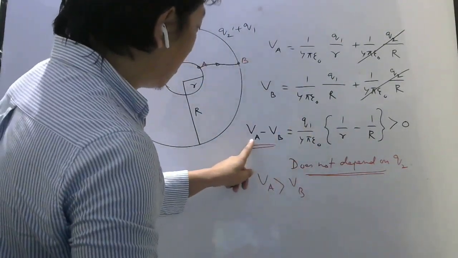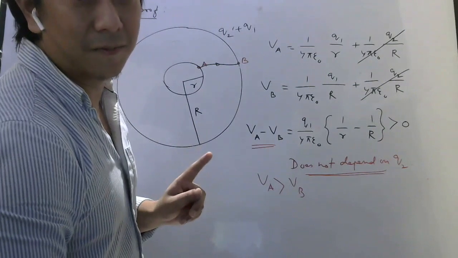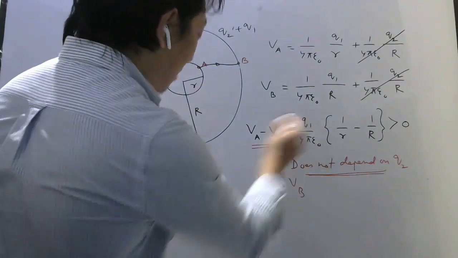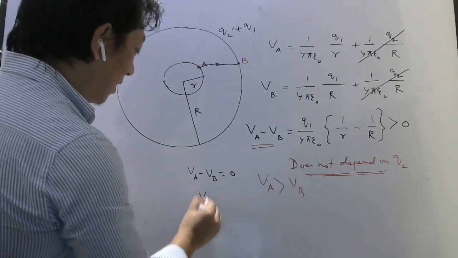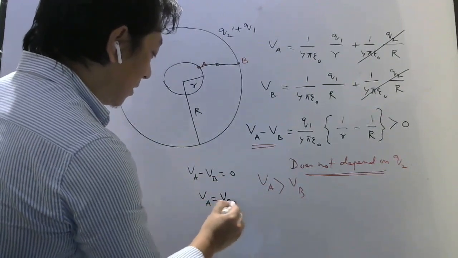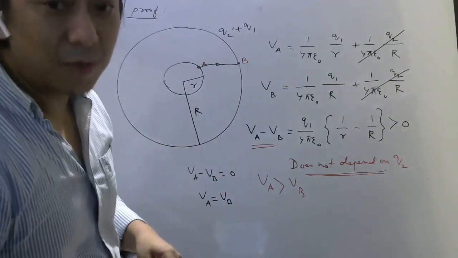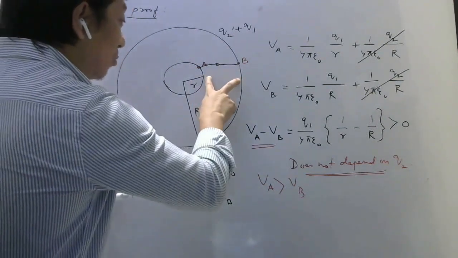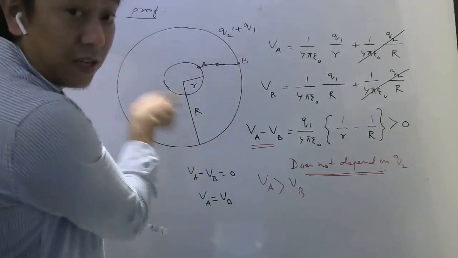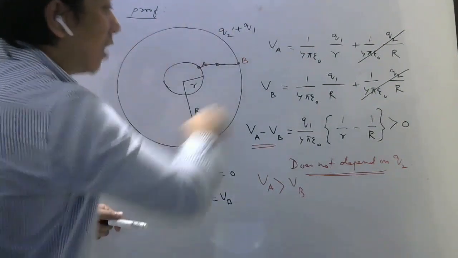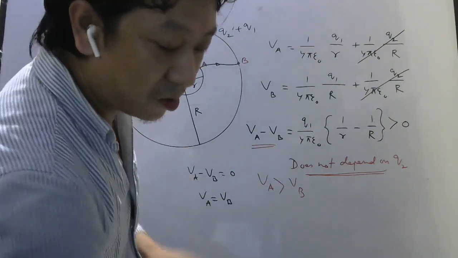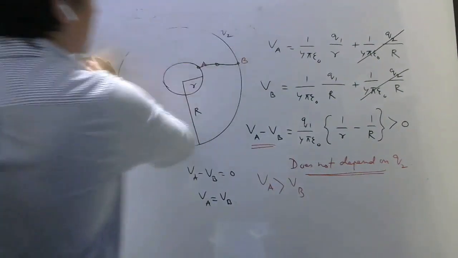If the whole charge goes, then Q1 will be 0. Then the potentials of A and B will be equal. If this becomes 0, then what will you get? VA minus VB is 0. That means VA will be equal to VB. So the only way nature will allow potentials to be the same in this case is if the whole charge goes to the outer shell. Okay, students, so hope everybody understood this.